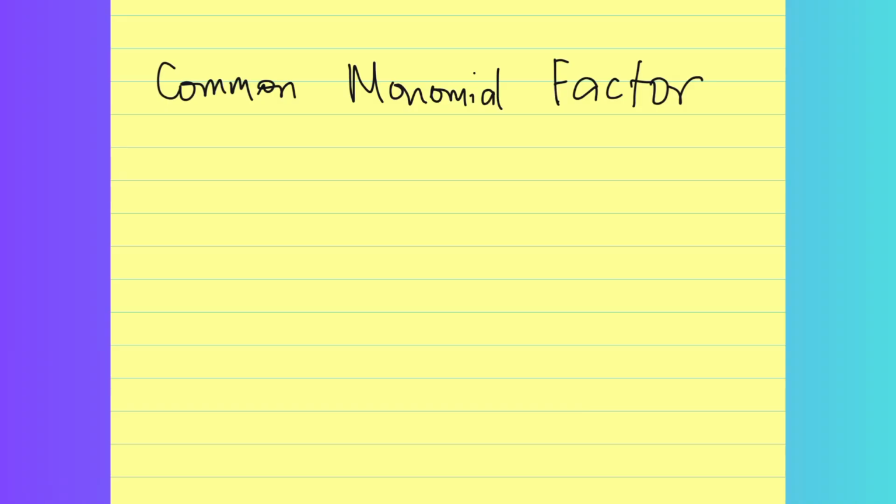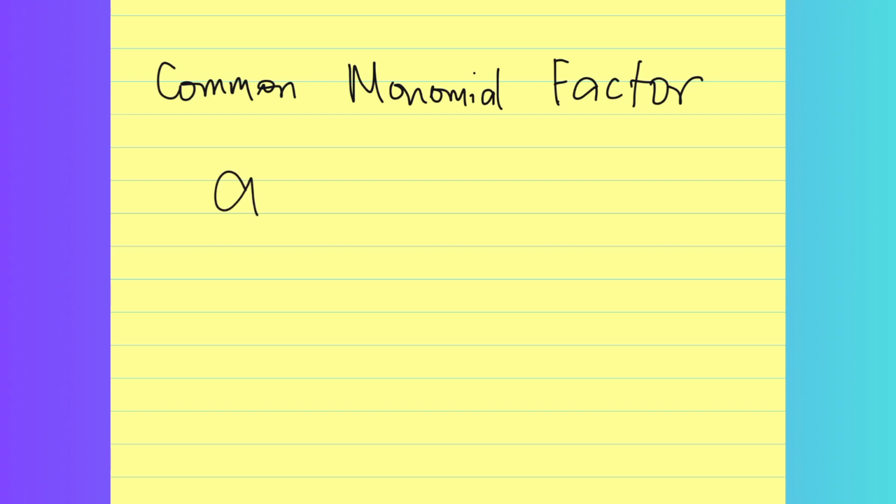So for today's video, we are going to discuss the common monomial factor. So factoring greatest common monomial factor, or the GCMF. So factoring polynomials is the reverse process of finding the product of two or more polynomials of smaller degrees. So factoring and GCF. GCF, or the greatest common factor of two or more monomials, is the common factor having the greatest numerical factor and with variables having the least degree.